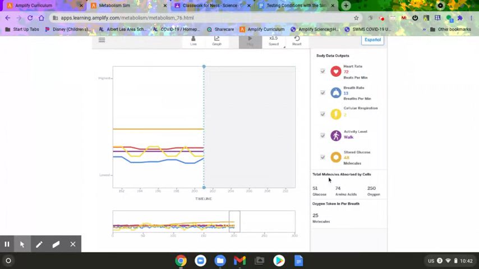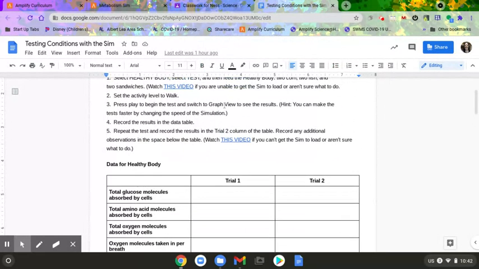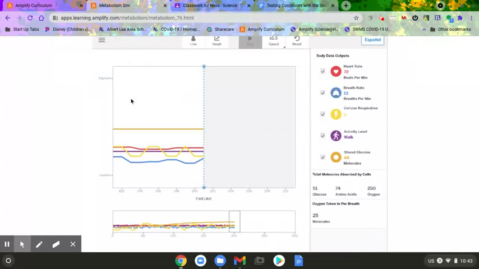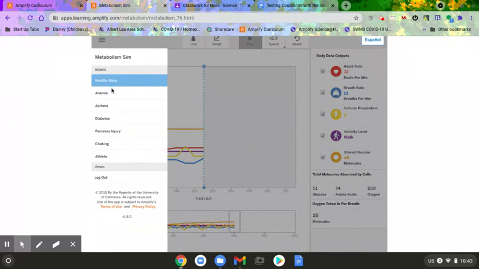Or maybe it's your second trial, but we had 51 glucoses, 74 amino acids, 250 oxygen, and this number will be the same every single time of 25 oxygens taken in per breath. The range for glucose and amino acids typically is for a healthy body between 40 to 70-ish. Oxygen should be well into the 200s for a normal healthy body. And then if you need more data, please come back to the worksheet here and watch one of these 2 videos for more data. Next, I'm going to run anemia.